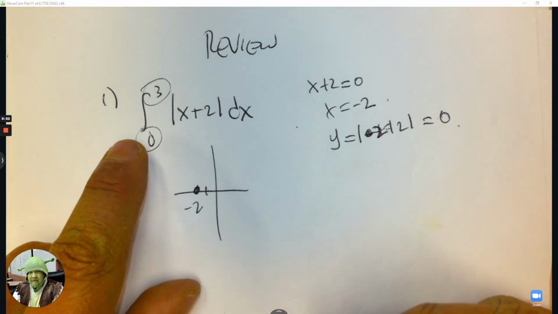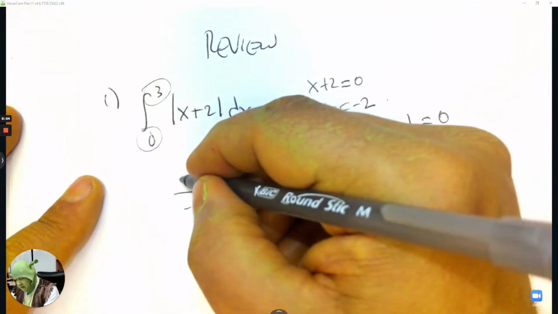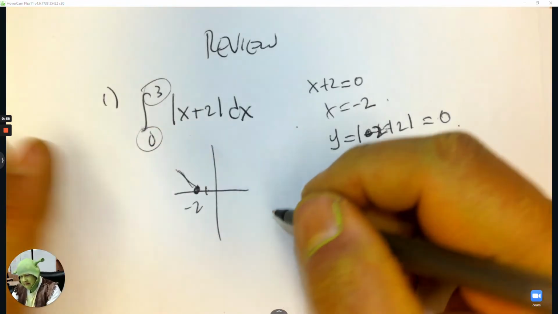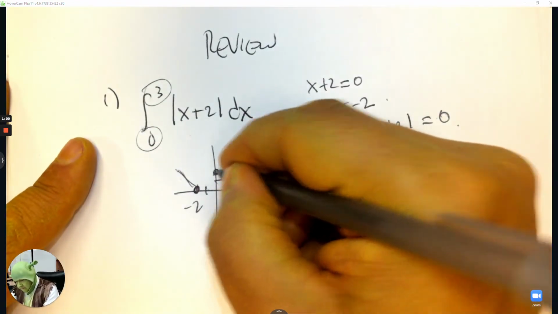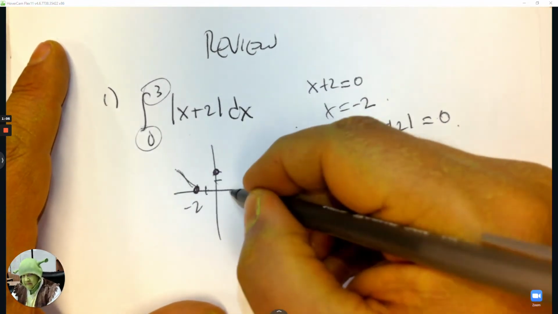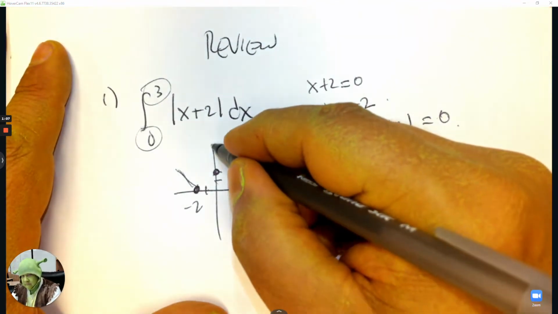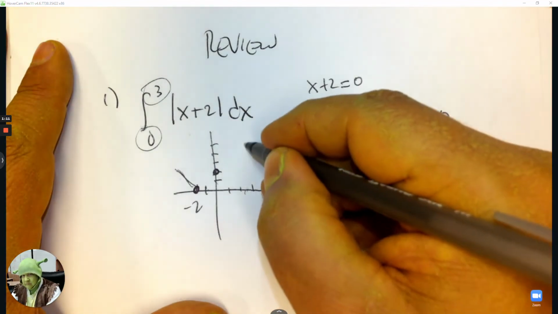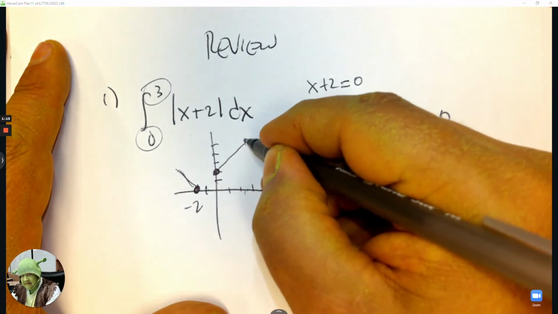Now, we're going to be graphing from 0 to 3, but I just wanted to make sure that I know what the picture looks like, a V. So if I plug in 0, the answer is 2. If I plug in 3, the answer is 5. And I'm going to connect that together.